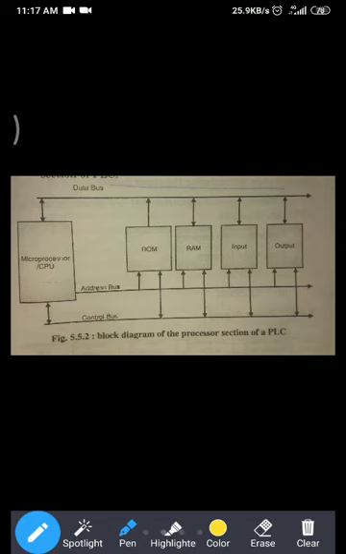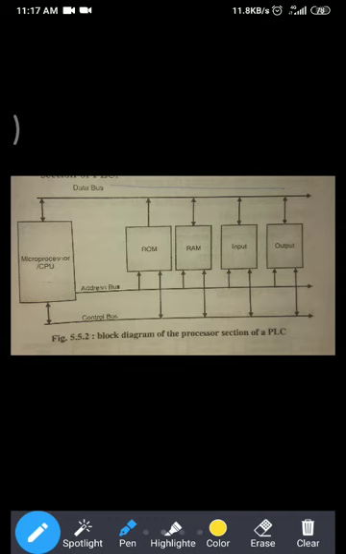As we know, the central processing unit is the heart of the PLC. The CPU controls, monitors, and supervises all operations within the PLC. So the CPU makes the decisions and executes control instructions based on the program instructions in the memory. The CPU can be operated in 3 modes.